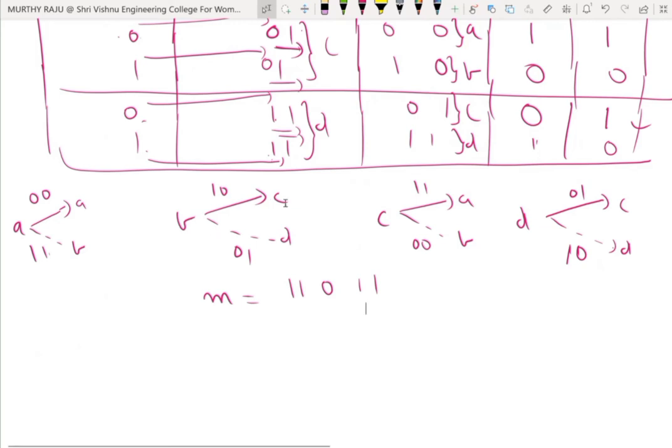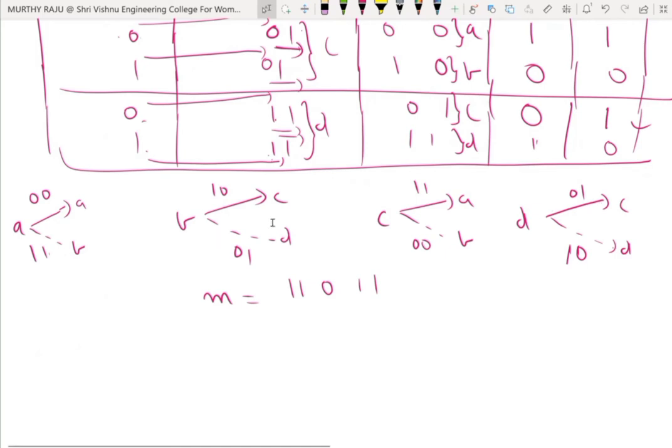Here B to C, input bit is 0, outputs are 1 0. For B to D, input bit is 1, output is 0 1. For C to A, input bit is 1, output bits are 1 1. For C to B, input bit is 0, output bit is 0 0. From D to C, input bit is 0, D to D, input bit is 1.